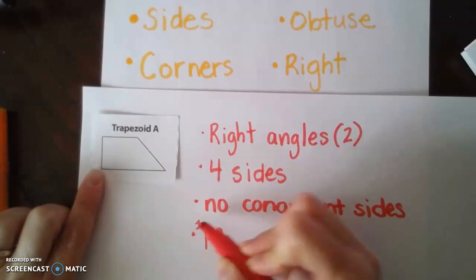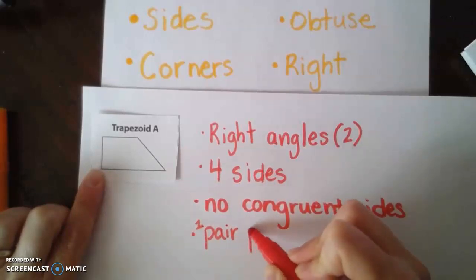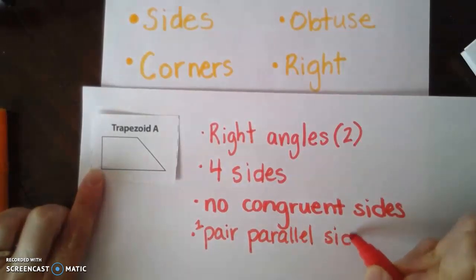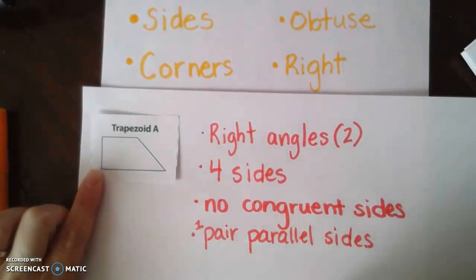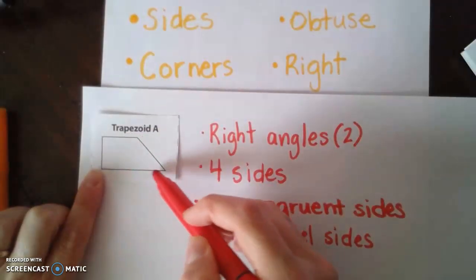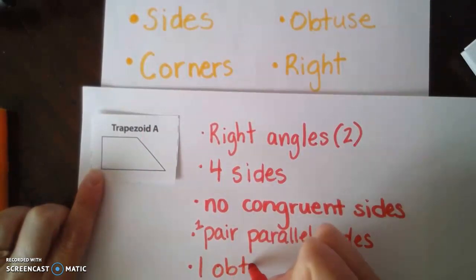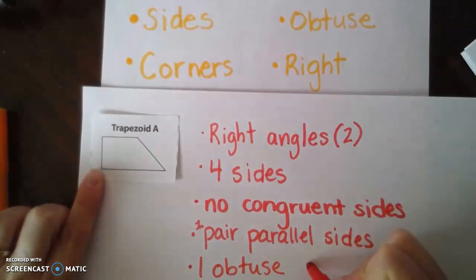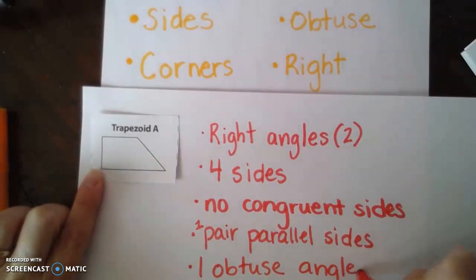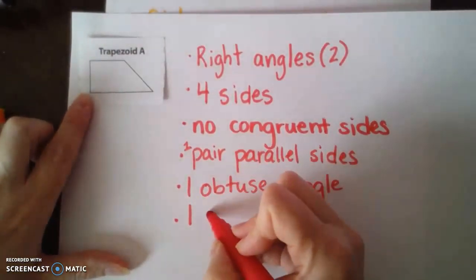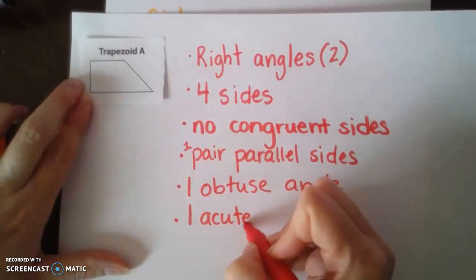So one pair of parallel sides. What else? Oh, we can talk about the angles, these corners that we're talking about. So it's got one obtuse angle, one acute angle. You know I love that word. One acute angle.